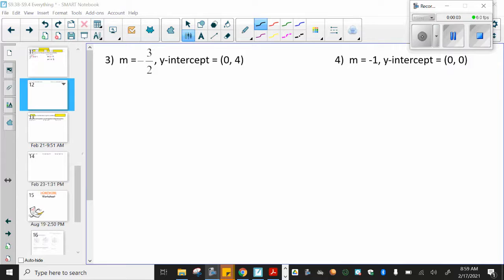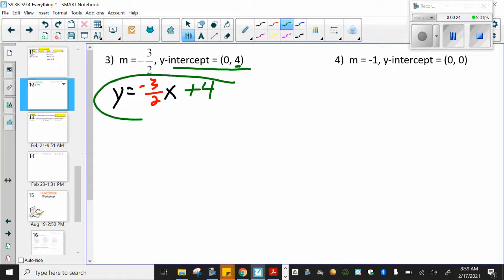So remember, we're going to start y equals, our slope is -3/2, so -3/2 x. This time it's showing us in the ordered pair, the y-intercept ordered pairs, right? We want that y value, so we're going to say +4. Y equals -3/2 x plus 4.